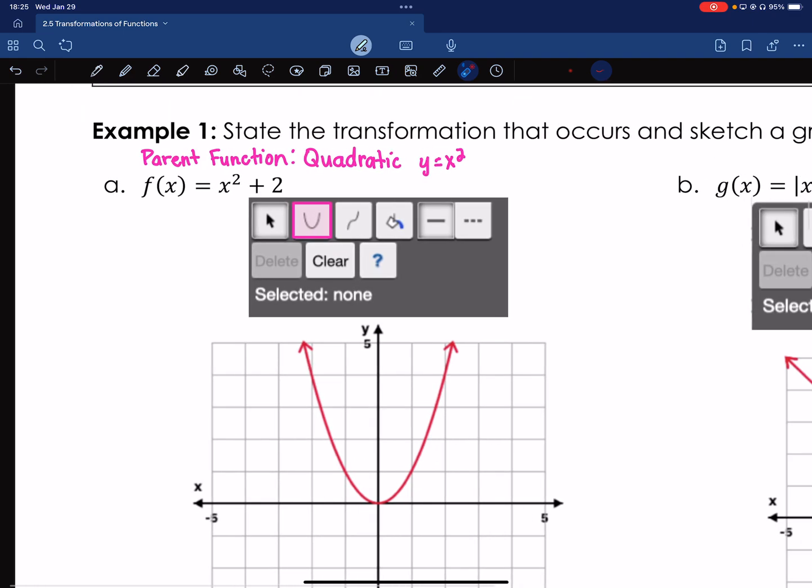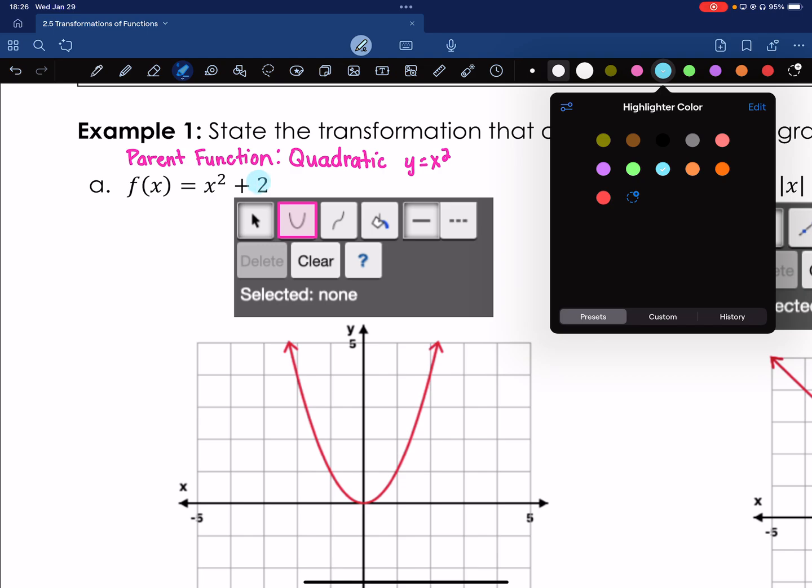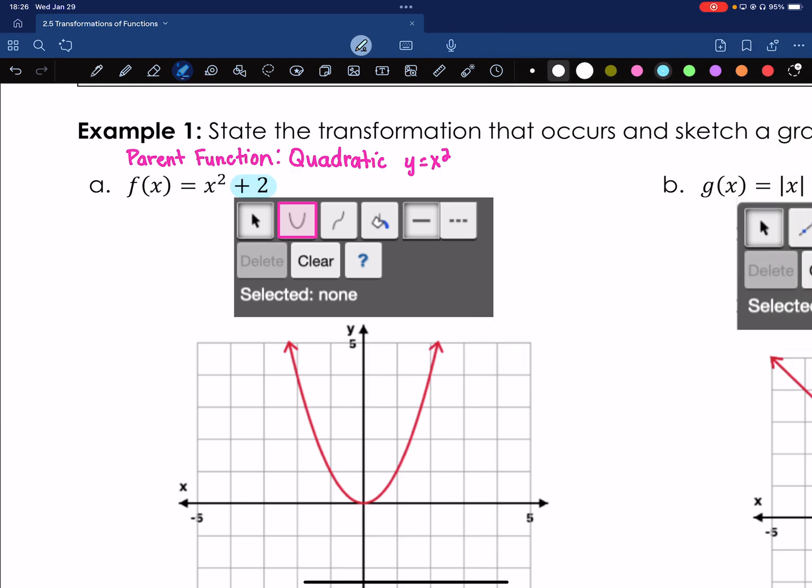So if we look at this problem, this equation, notice that we have a +2 on the outside. It's not inside being squared, and you will see the difference in just a little bit. So this tells us that this graph is going to be shifted up 2 units.